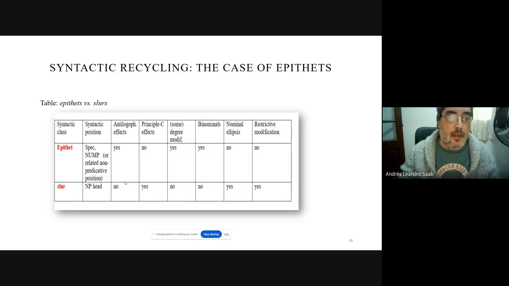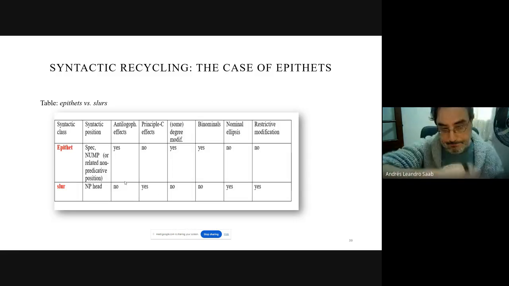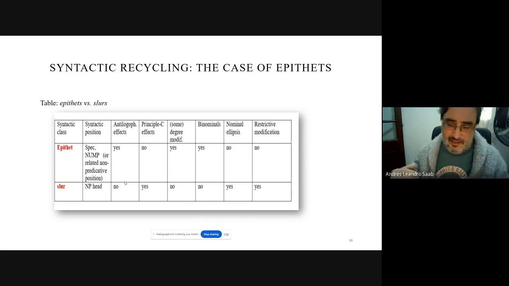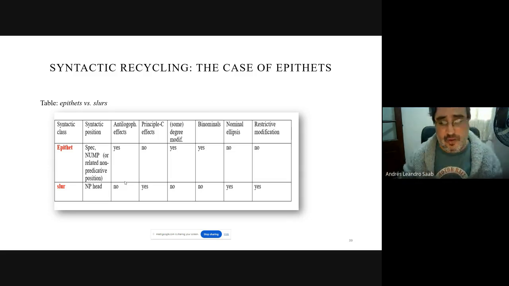Okay? So if you look at the two syntactic classes, you see differences in syntactic position, anti-logophoric effects, principle C effects, degree modification, occurrence in binomial constructions, presence or absence of nominal ellipsis, presence or absence of restrictive modification, and you see that the contrast is absolute. Okay.